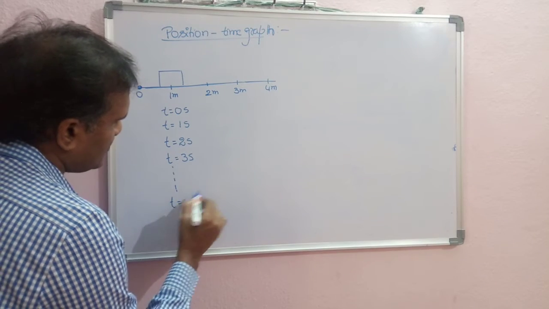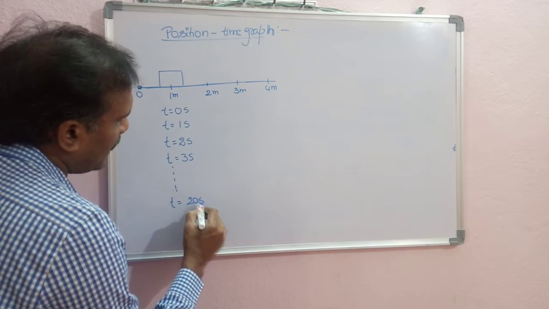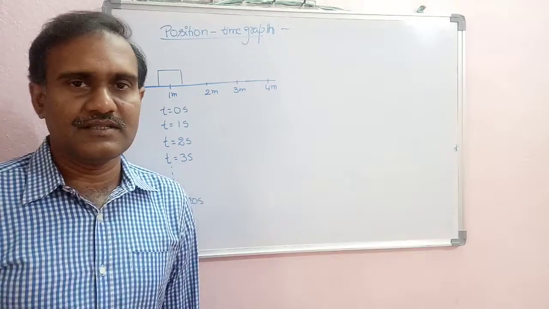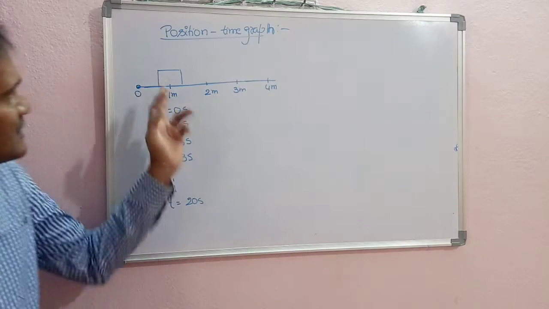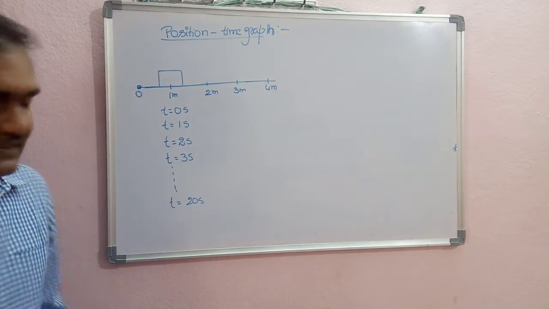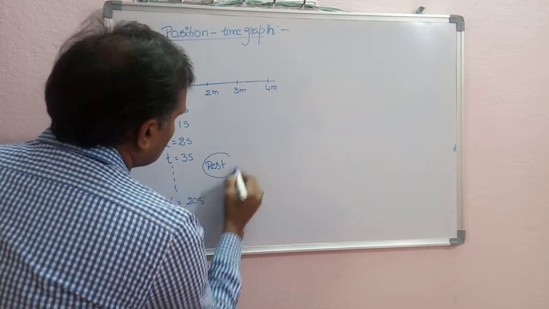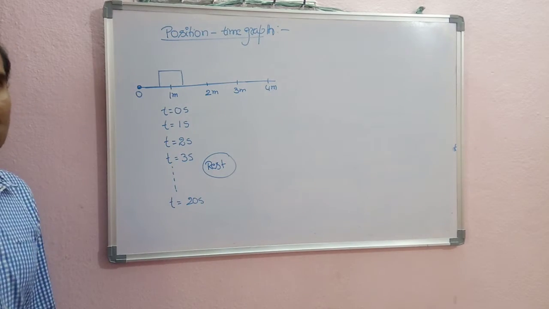Like that, after t is equal to 20 seconds also, the position of the object does not change. That means, what is the state of this object? Rest. The object is at rest position. Here, this object is at the rest position.